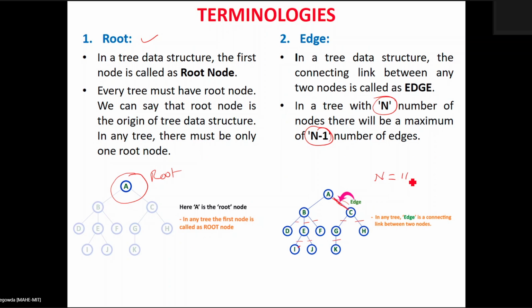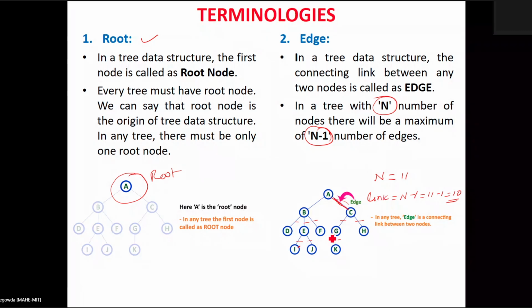So we are able to identify or calculate the number of links in this particular tree. The number of links is calculated as n minus 1, that is 11 minus 1, which is equal to 10. Okay, there are 10 links in the given example.